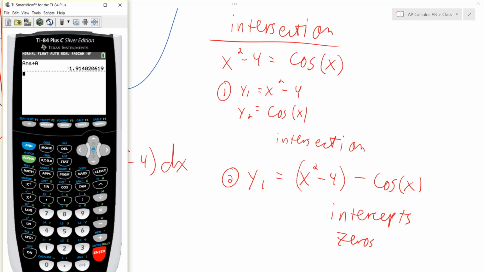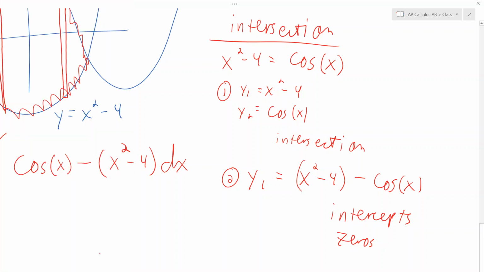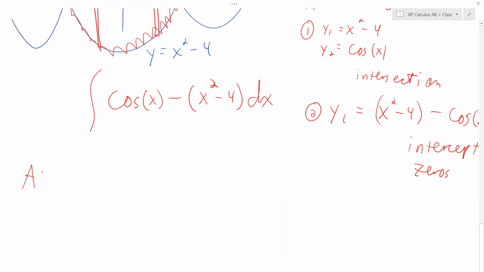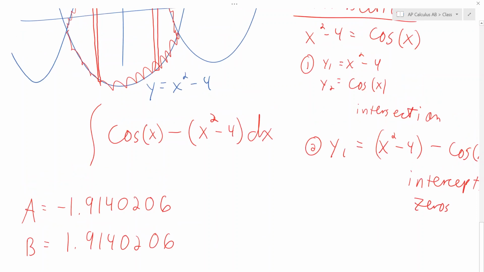Okay, on your paper, free response-wise, if I were you, I would do this. Because a lot of times you've got to use these values over and over again, I'd write somewhere on my paper, A equals -1.91401. Bam. And I know I didn't find B, but I happen to know that both these graphs are even, so it's symmetric. So it's positive 1.914, whatever. Make sense? And then in my integral, I'm just going to put A to B.